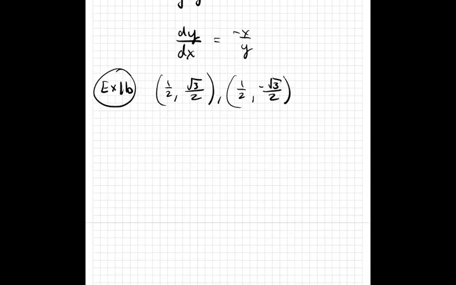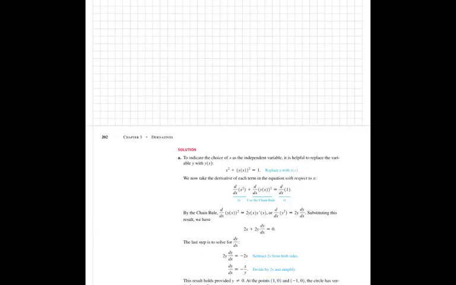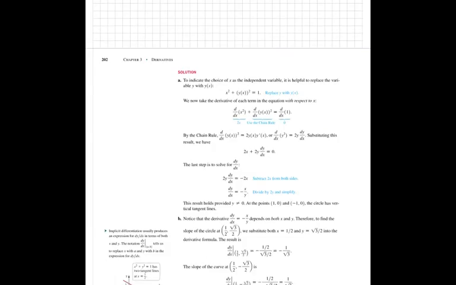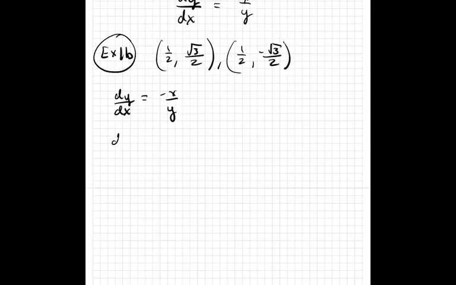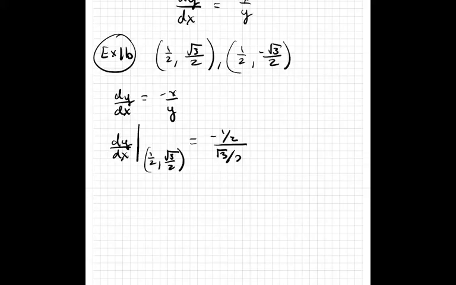Let's see. So we have that dy by dx is negative x by y. Let's see the proper way to write it at this point, right? Okay. So then we want the slope, or dy by dx, when the point is 1/2 comma root 3 by 2. So basically when x is a half, that's going to give us negative 1/2 over root 3 by 2. So then we get negative root 3 by 3.